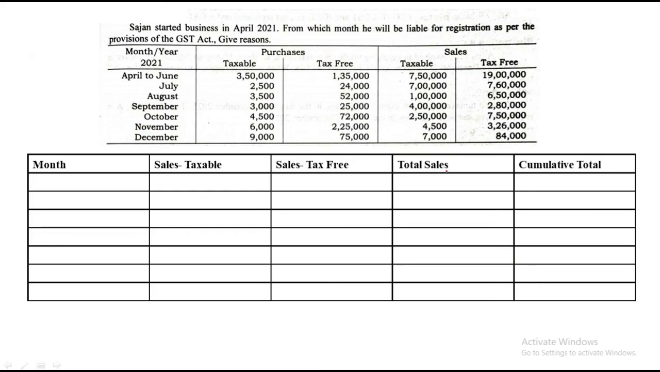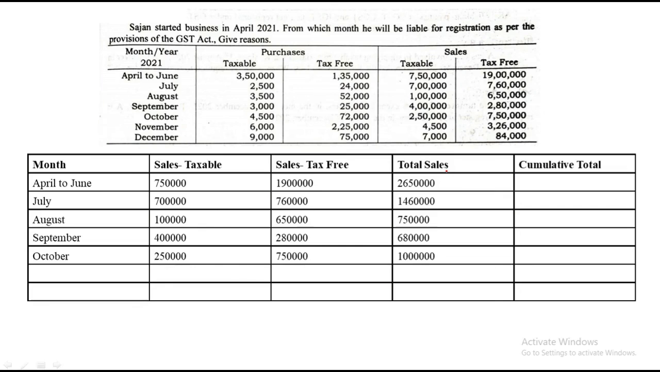So for the months of April to June, your taxable sale was 7.5 lakh and 19 lakhs, which comes to a total of 26 lakhs 50,000. For the month of July, it was 7 lakh and 760, so total 14 lakh 60. For the next, it was 1 lakh and 6 lakh 50, so it became 7 lakh 50. For the next, it was 4 lakhs and 2 lakh 80, so it came to 6 lakh 80. Next, it was 2.5 and 7.5, so that came to 10 lakhs. For November, 4.5 and 3 lakh 26,000, so that became 3 lakh 30,500. And last, 7,000 and 84,000, that comes to 91,000.